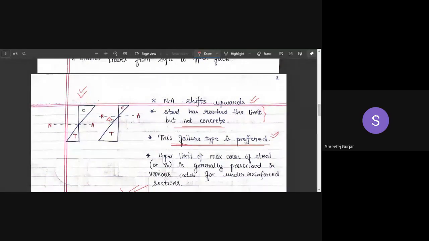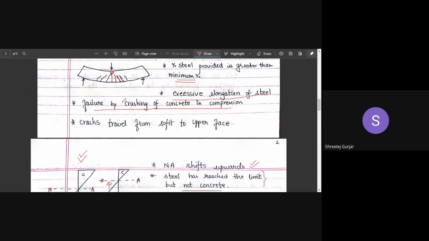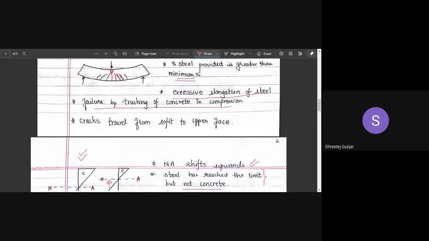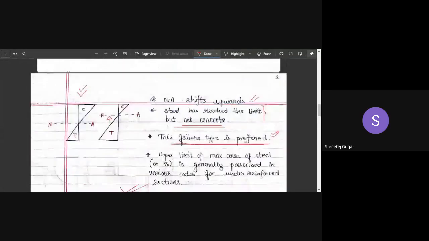Okay, so initially you can see the tensile and compressive forces are almost equal. Then the tensile stresses have increased, and the concrete starts to crack. Your steel starts to elongate, and then crack propagation occurs from the soffit to the compressive face, right to the upper face. Your crack starts to travel upwards, and then your concrete fails in compression, or in crushing. Crushing failure of concrete occurs, and then your entire beam fails. So this is usually preferred.